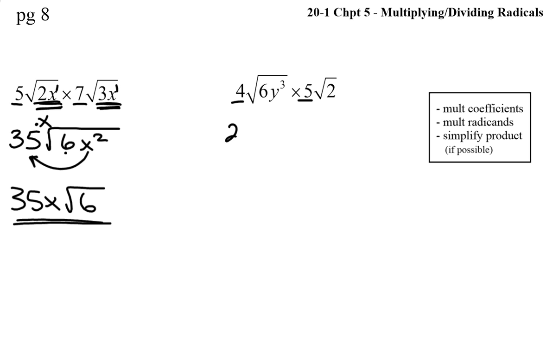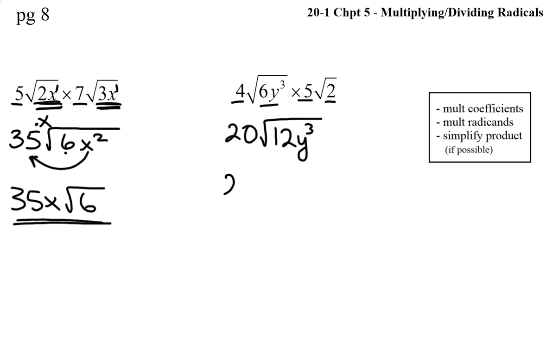Here, 4 times 5 is 20. 6y cubed times 2, there's our radicand. 6 times 2 is 12. Y cubed times nothing is a y cubed. So we got 20 root 12y cubed. There's our product, but it's not simplified.